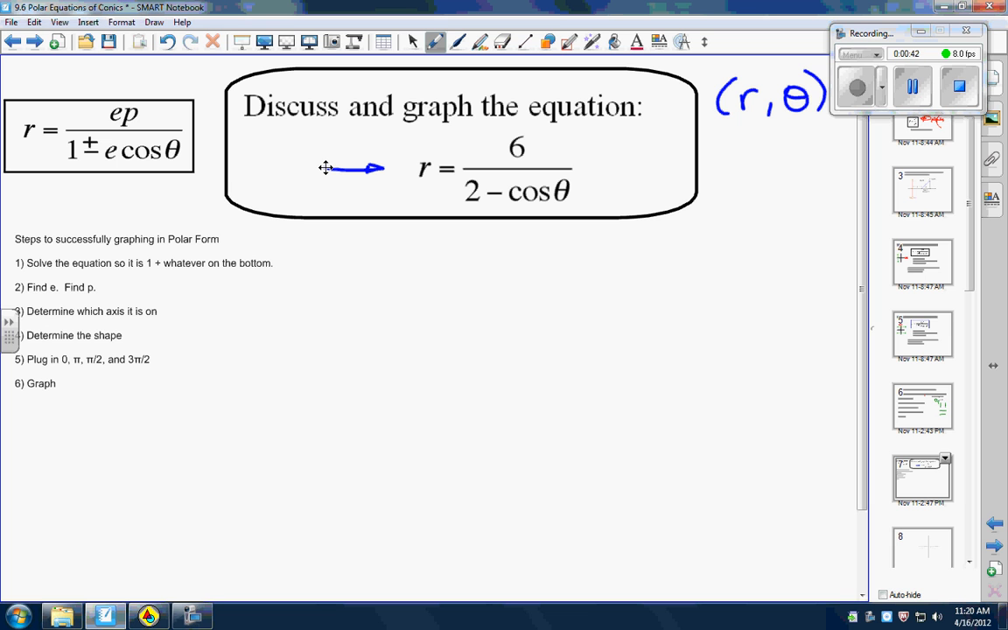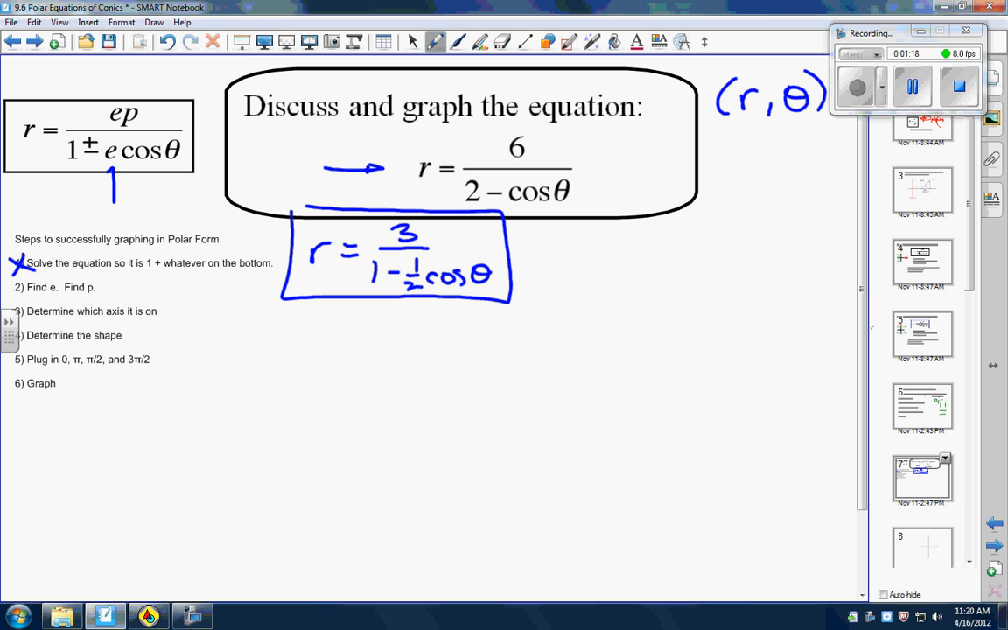First step, solve the equation so it's 1 plus or minus whatever's on the bottom. This is the guy you want to turn to a 1, not anything else. So we're going to divide everything by 2 to make this guy down here 1. So this is what we're really going to be working with: 3 over 1 minus 1/2 cosine theta. We're done there.